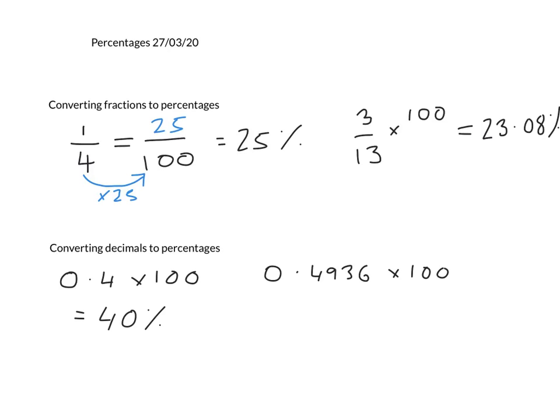And you might remember this trick. What's the easy way that we just go about timesing things by 100?